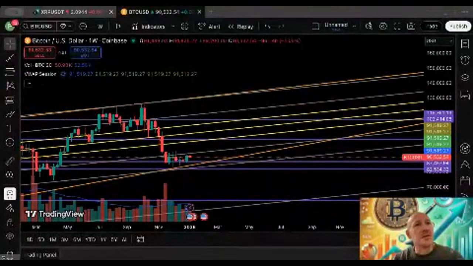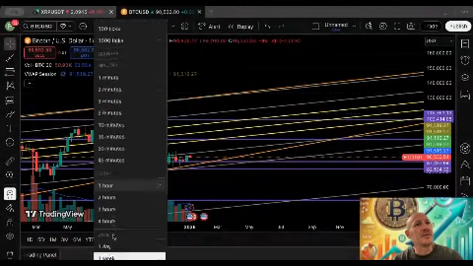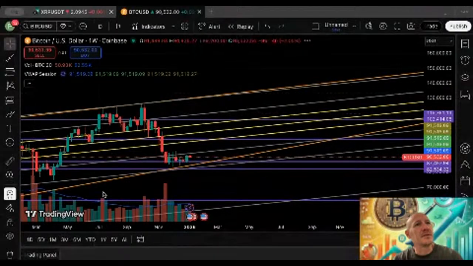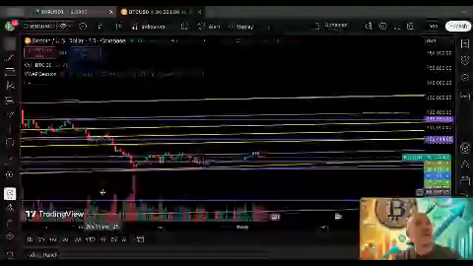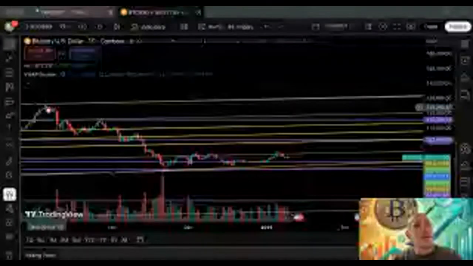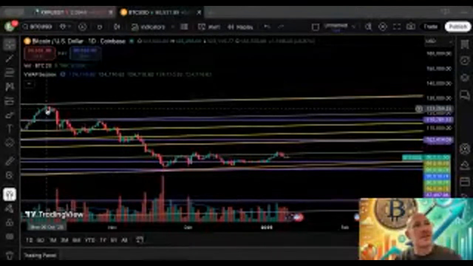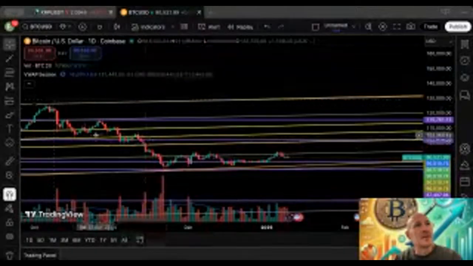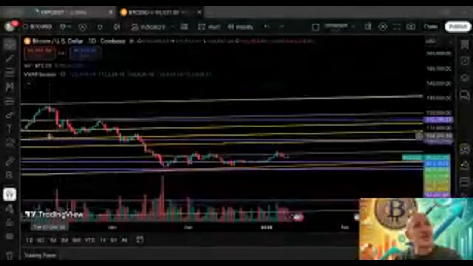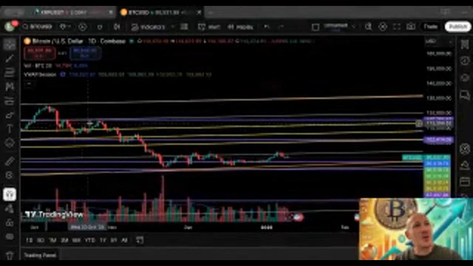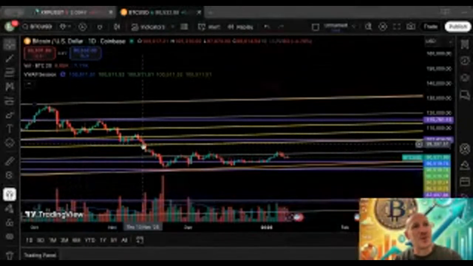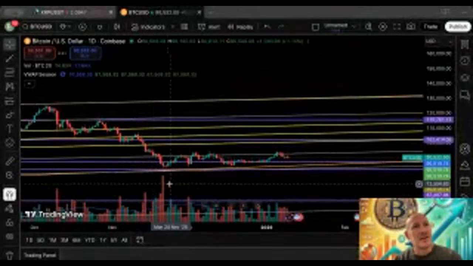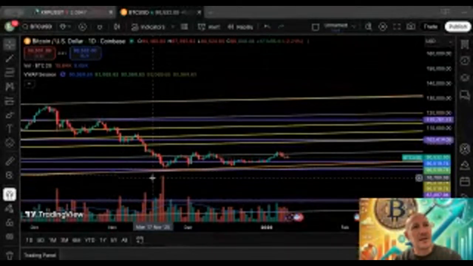If you zoom in here to the daily, here was 126. And then look, it just stepped down the fib. Look how perfect it is. Stepped down the fib channel, just rode this perfectly all the way until it found support there.